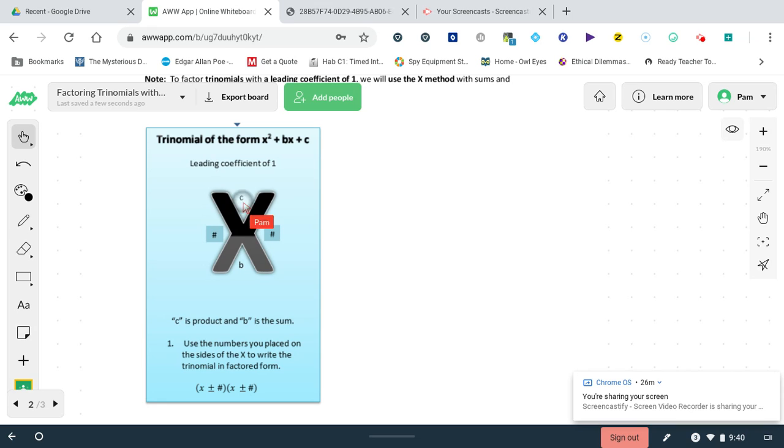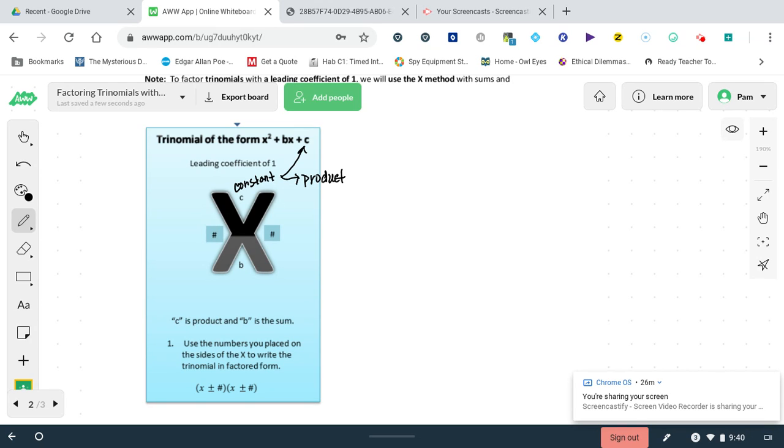So in the top, you're going to put your c. Your c is your constant, and it's going to represent your product. So right here, please write this down in your notes. That's your constant number, and it comes from right here. It represents your product, or what you multiply, because the top of the x represents what we multiply to get a number.